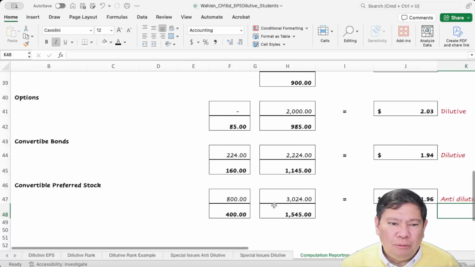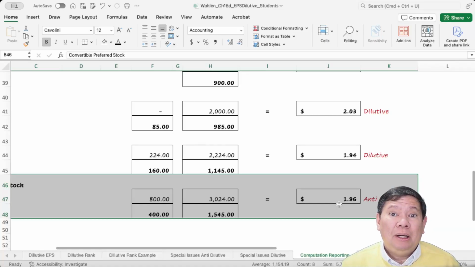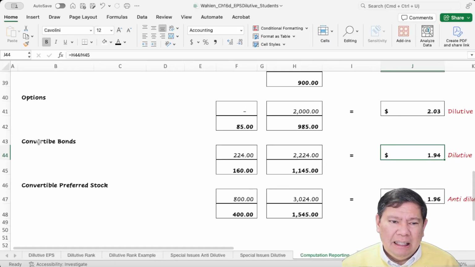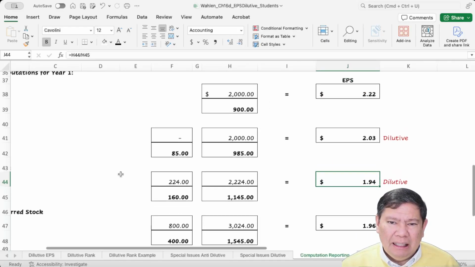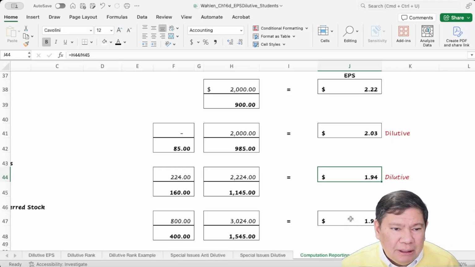So that means the convertible preferred stock should not be assumed to be converted to calculate the diluted earnings per share. We stop here, after the assumption of converting the convertible bonds. So that's how we calculate the earnings per share, how we take into consideration the options, the convertible bonds, and the convertible preferred stock. And we stop as soon as the conversion of the preferred stock results in an anti-dilutive amount of earnings per share.